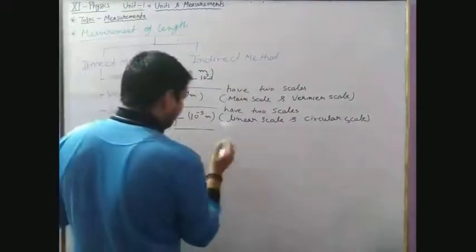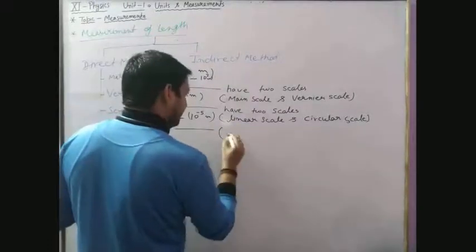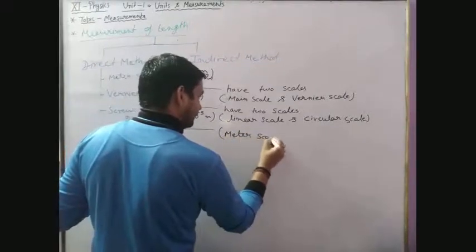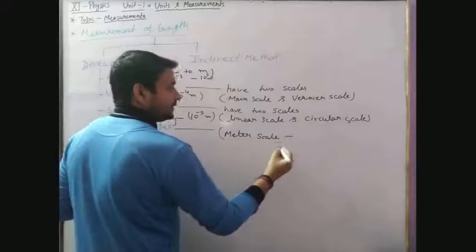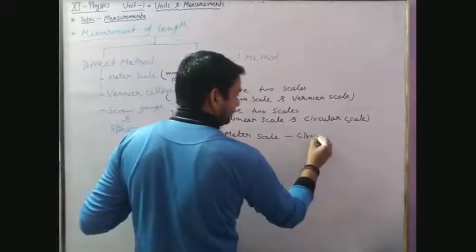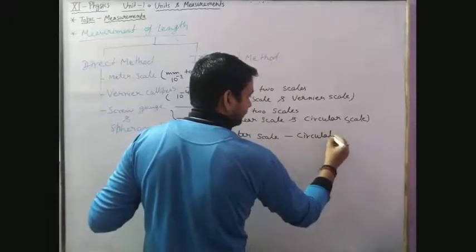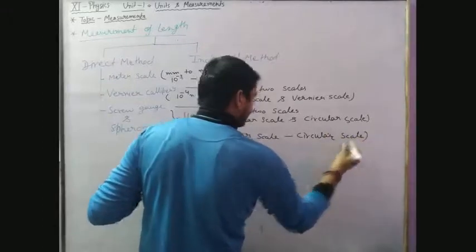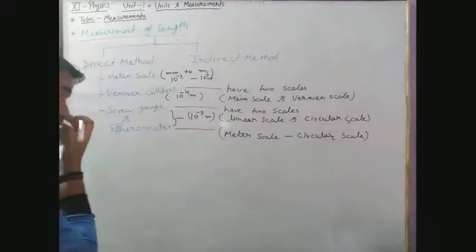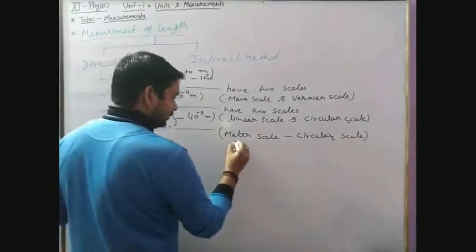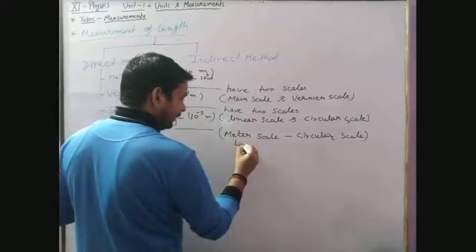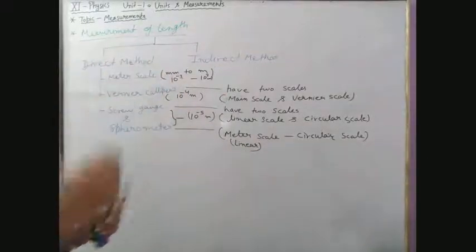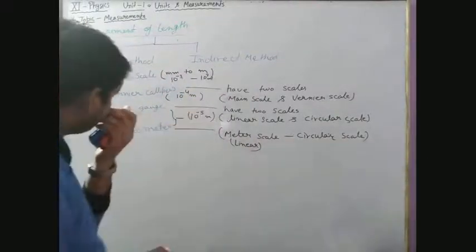And the spherometer has a meter scale and another is a circular scale, the same as the screw gauge. It is also a linear scale, meter or linear. Okay, so these are the things.